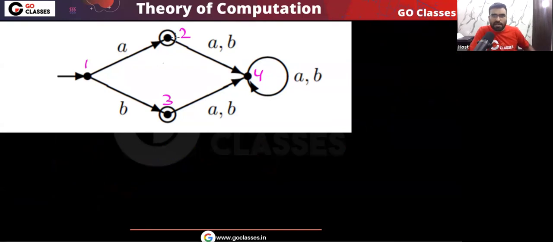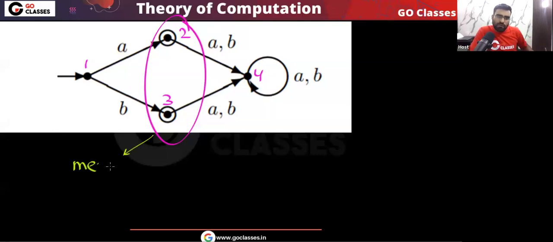Is this point clear? Please tell me. Because they are equivalent, we can merge them. So remember, we can merge them. What about 1 comma 4? Tell me, state 1 comma 4.